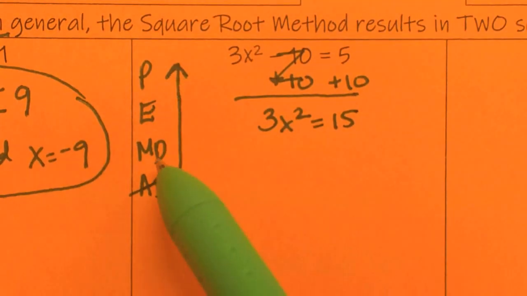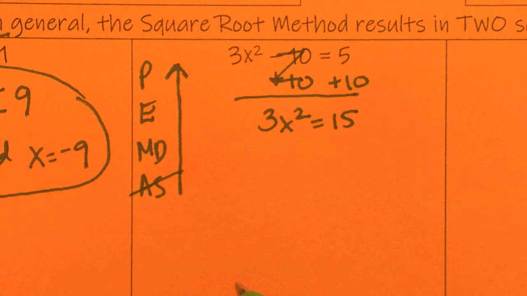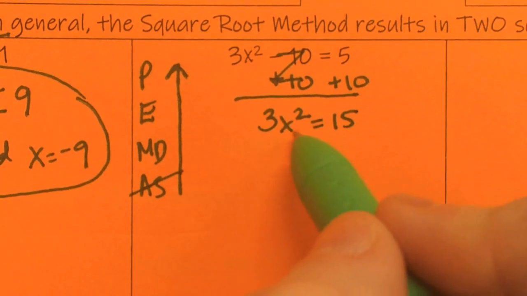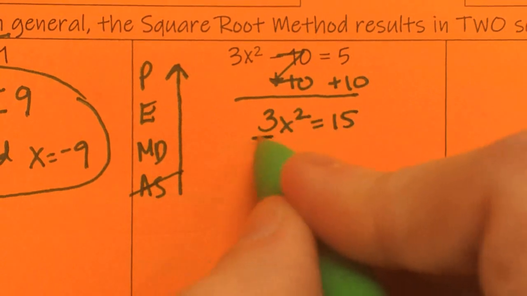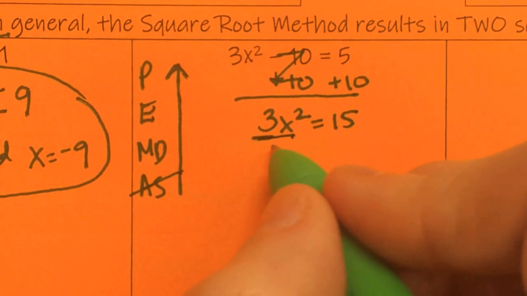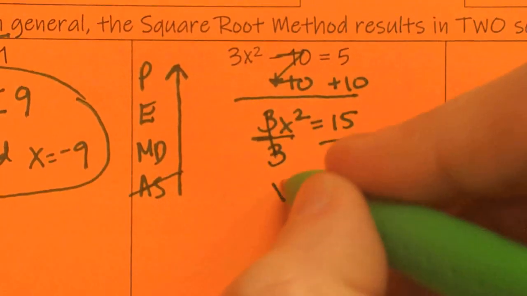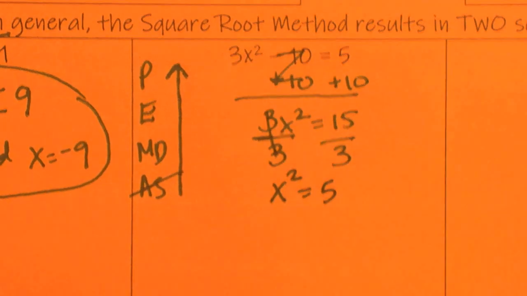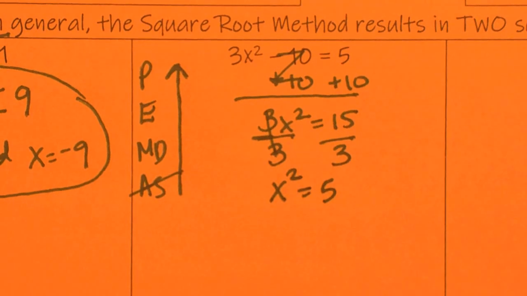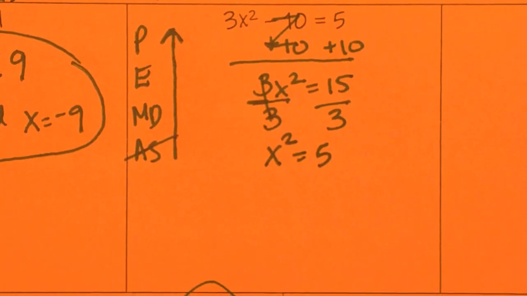Next thing going up my list here is multiply, divide. Is something being multiplied on the left side? What? 3. x squared is being multiplied by 3. So to undo that, I divide by 3. x squared equals 5. Okay?